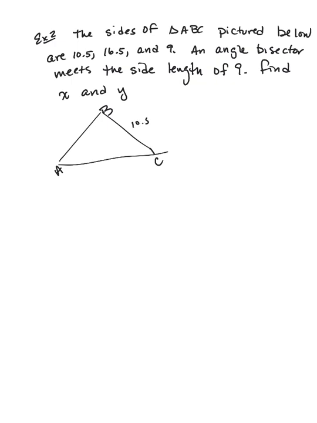This is 10.5. This is 16.5. So it would stand to reason that the angle bisector is going this way. This is 9. And then we want to find x and y. Okay, so we have 10.5 over y equals 16.5 over x. Well, we have a problem because we have two variables.